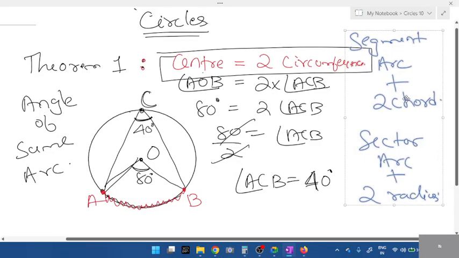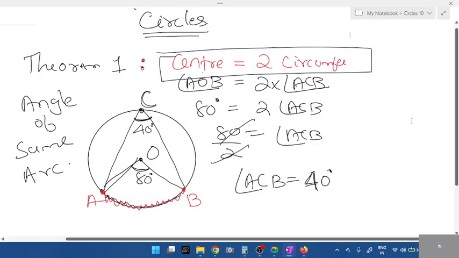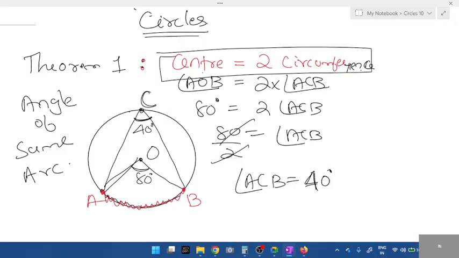Is this clear? All of you all understood? Correct. Yes, make a note, write theorem 1. I'll give you the definition, the theorem, what the exact line is. But you all remember like this, center is equal to 2 times circumference. Write the formula. AOB is equal to 2 times ACB. So basically finding angles, students, that's it. We need to find their angles.